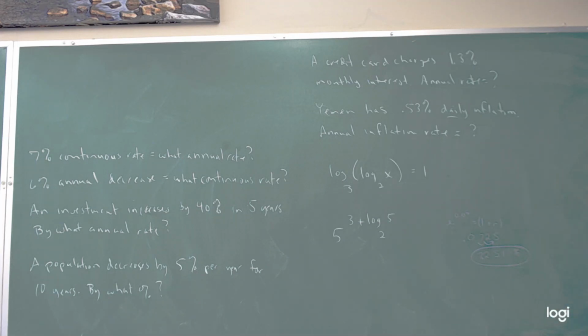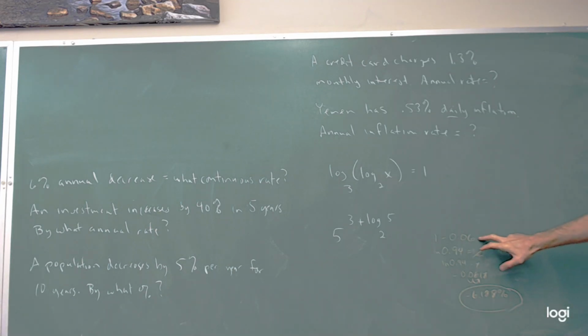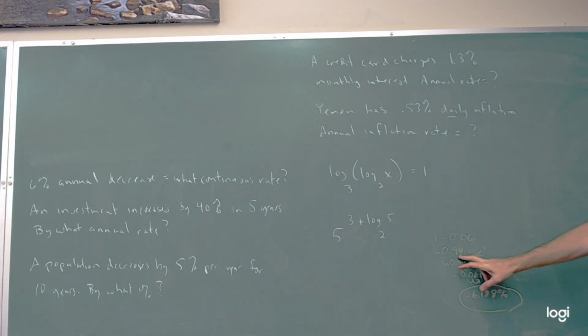Come on up. We'll do the third one. So we are going to subtract the 0.06 from 1 and get 0.94 is equal to e to the k, or e to the x, or e to the r. Take the natural log of both sides, and then give your answer as a decimal. You can either say it's a negative 6.188%, or you could say it is decreasing by 6.188%.